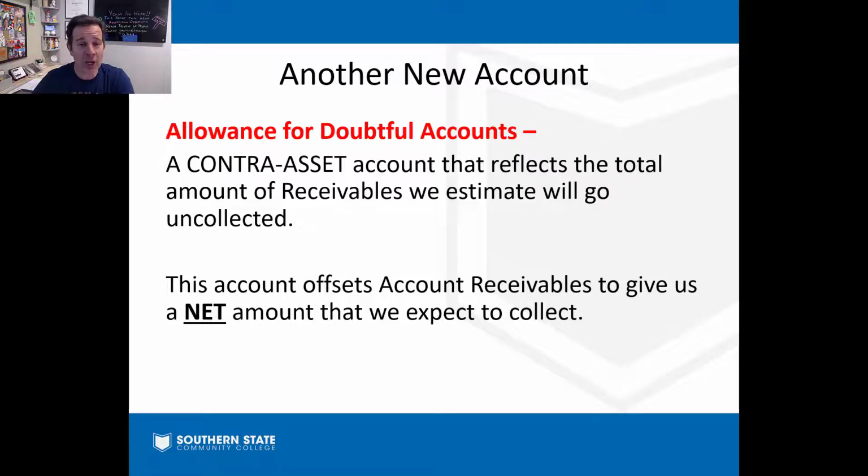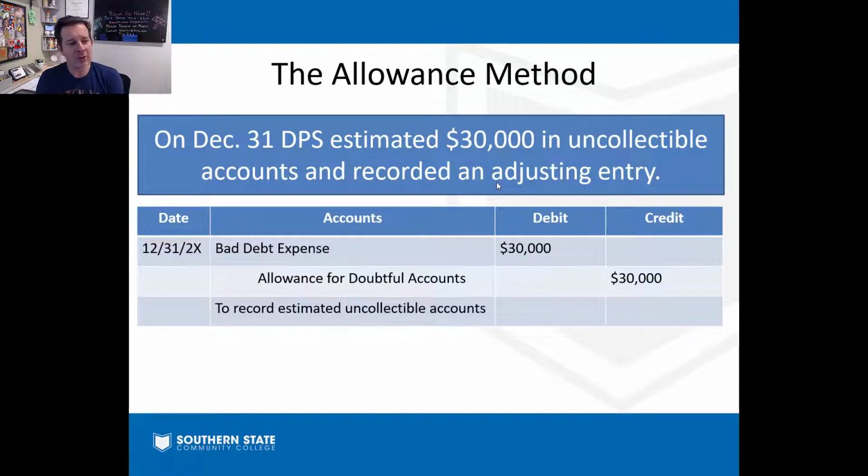It works in the opposite way of other asset accounts and reflects the total amount of receivables we estimate will not be collected. This account is going to offset accounts receivable to give us a net amount that we expect to collect. So here's how it's going to work. On December 31, DPS estimated $30,000 in uncollectible accounts and recorded an adjusting entry. There's our bad debt expense.